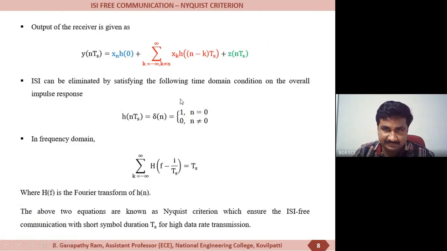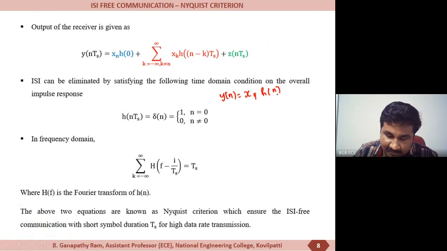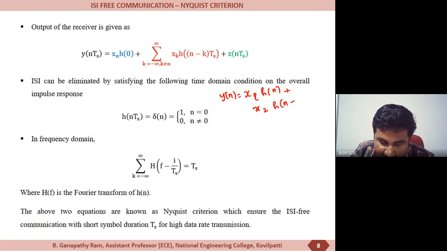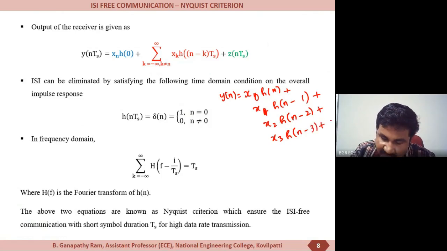For example, if you take this y of n equation and substitute the values of k, if you put k equal to 0 here, x0 h of n, x1 h of n minus 1, plus x2 h of n minus 2, plus x3 h of n minus 3, and it goes on.